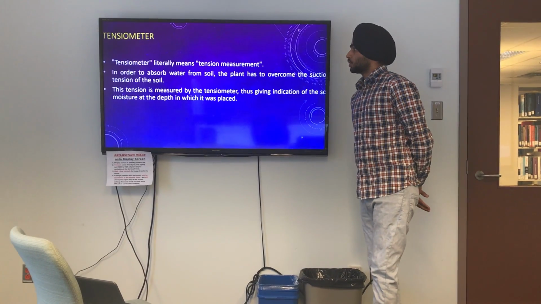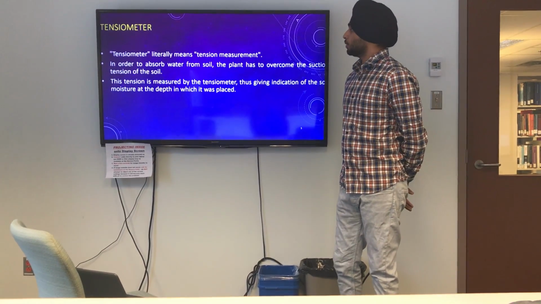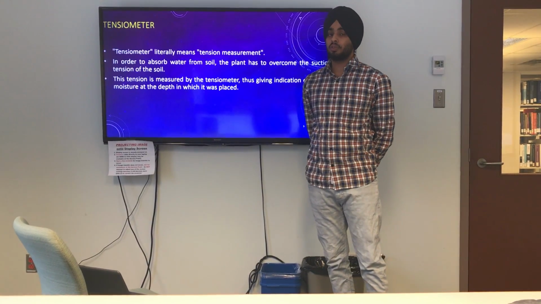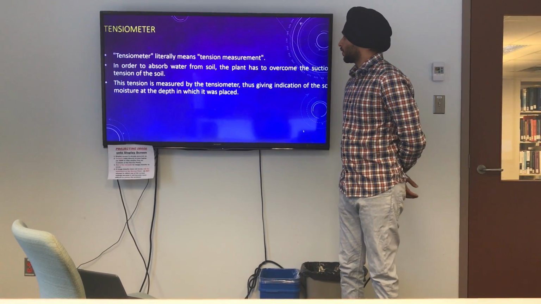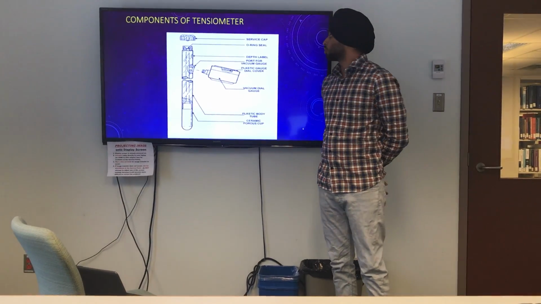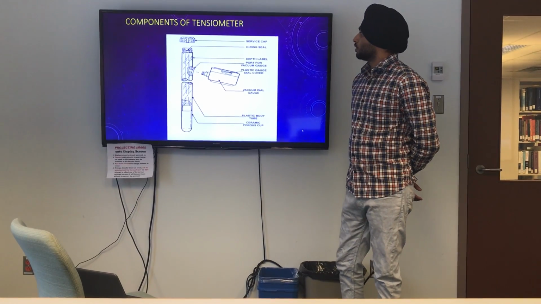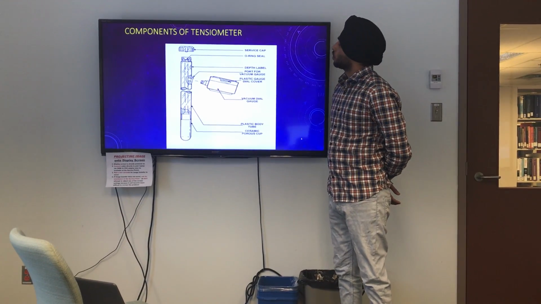So in tensiometer, what is the tensiometer? It literally means tension measurement. Basically, when a plant absorbs water from the soil, it creates a suction tension in the soil. So it can be measured through the use of the tensiometer.